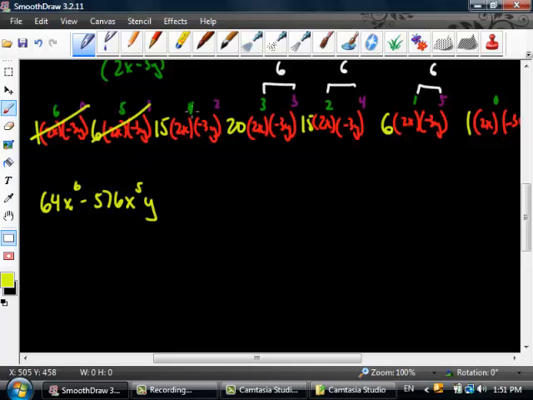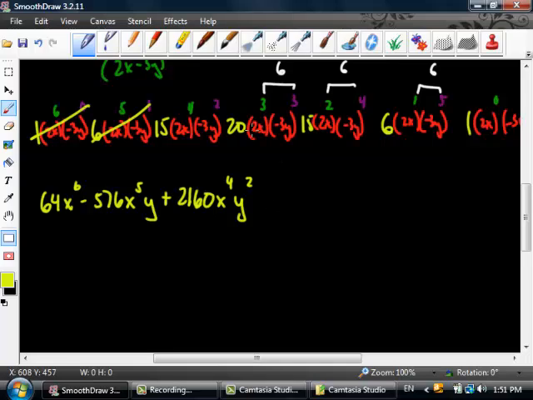Now, I need someone to do 2 to the 4th, which is 16, times 15 times negative 3 squared, which is 9. So, I'll say it again: 16 times 15 times 9. 2160, x to the 4th, y squared.